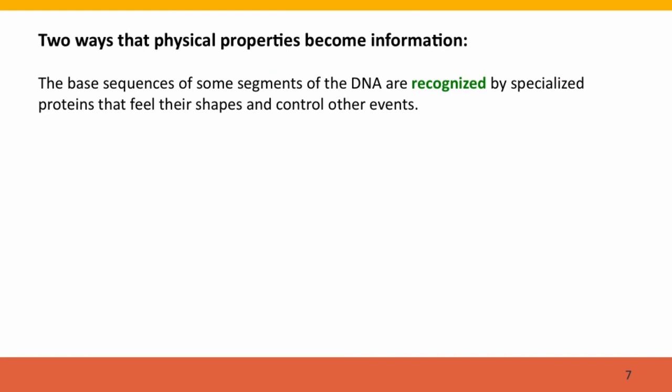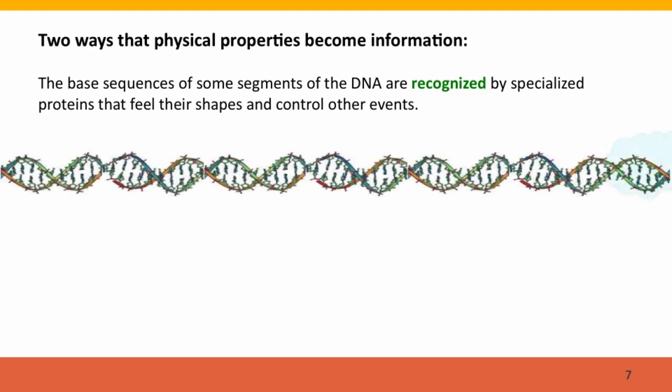So there are two ways that the physical properties of DNA become information. And the one that has to happen first isn't coding for proteins. Instead, it's the ability of specialized DNA binding proteins to feel the shapes of the DNA and bind to particular sequences. And that's illustrated here.